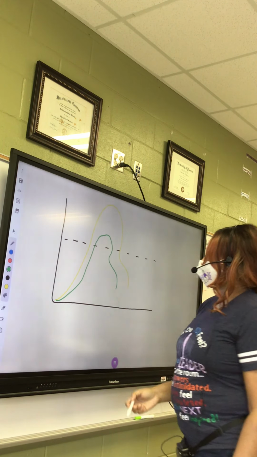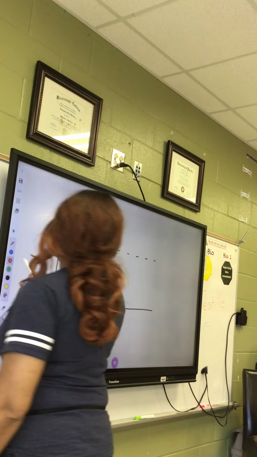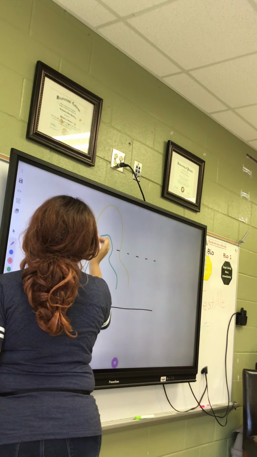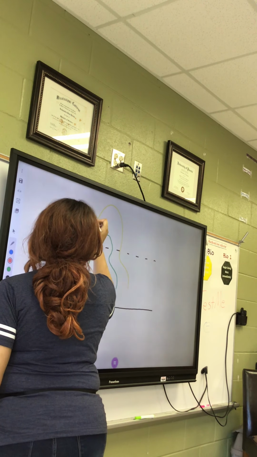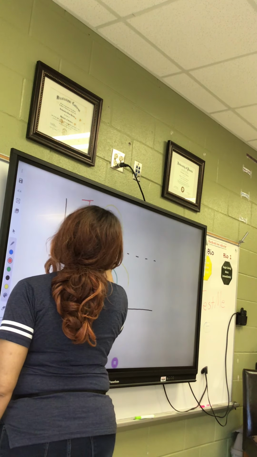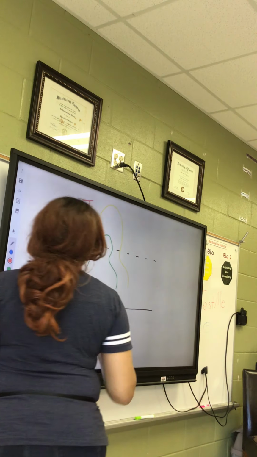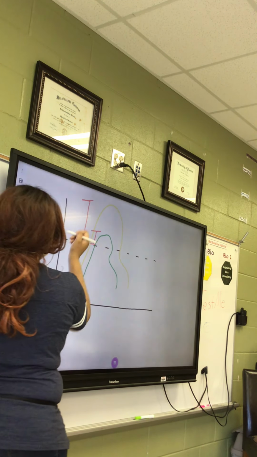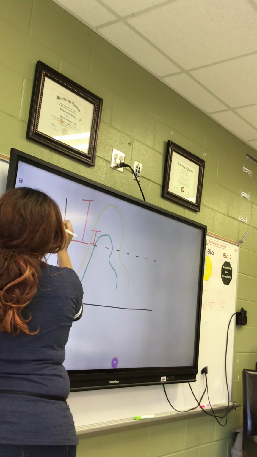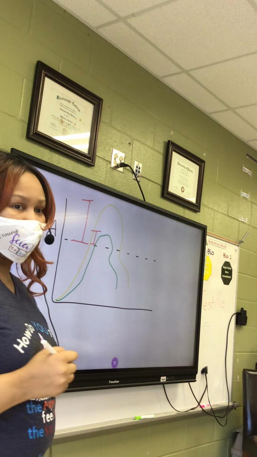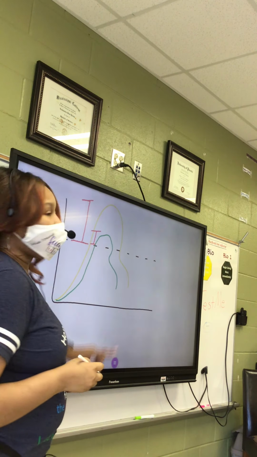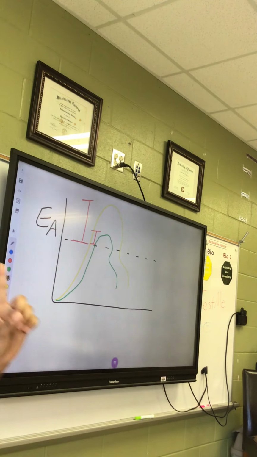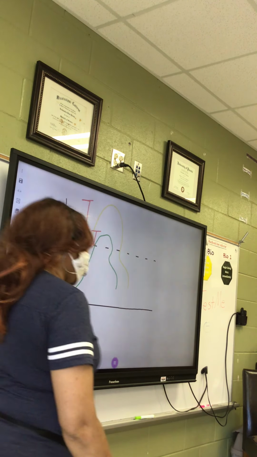All right, now, this represents, from this line up, either from here to here or from there to there, the amount of energy needed to get this reaction going. So this is my energy of activation, my EA. Which one of these needed the least amount of energy, the green or the yellow? The green one.